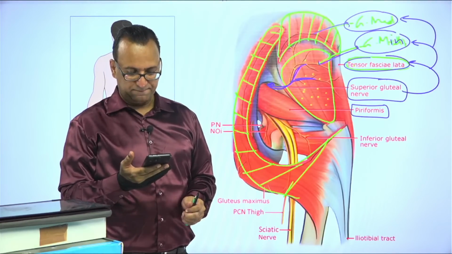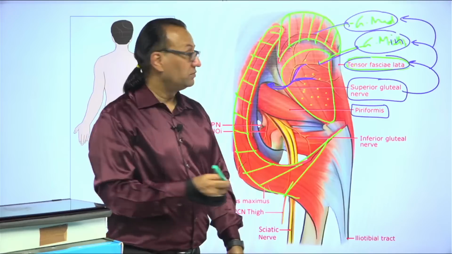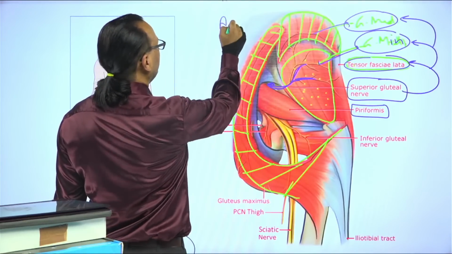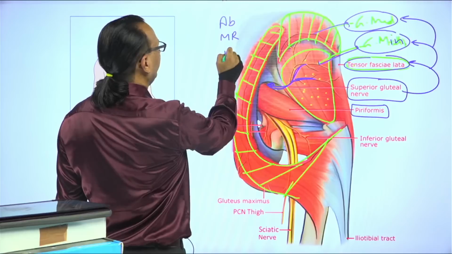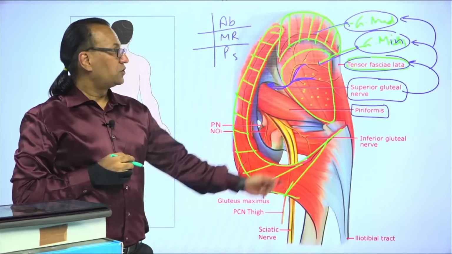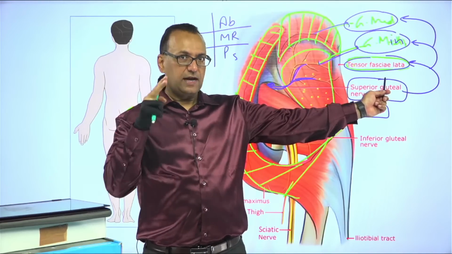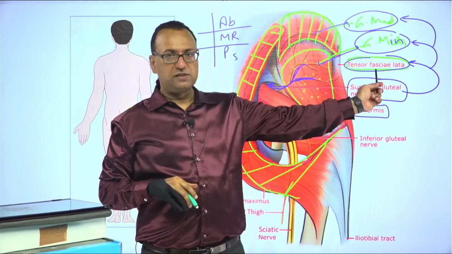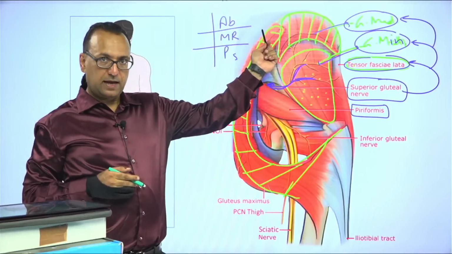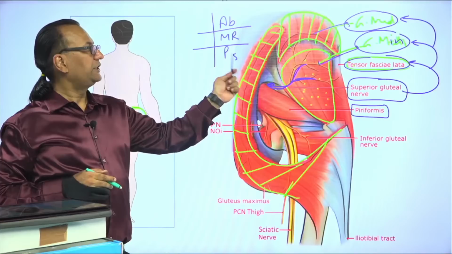Can you tell me? So, due to the limit of time, I'll tell you, these three muscles do abduction, medial rotation, and pelvic stabilization, especially while walking. So, the superior gluteal nerve by supplying three muscles will do three actions. So, what are the three actions of these gluteus medius, minimus, tensor fasciae latae? They are abductors at the hip joint and medial rotators at the hip joint and pelvic stabilizers while walking.